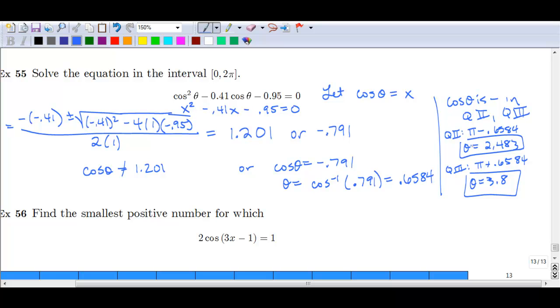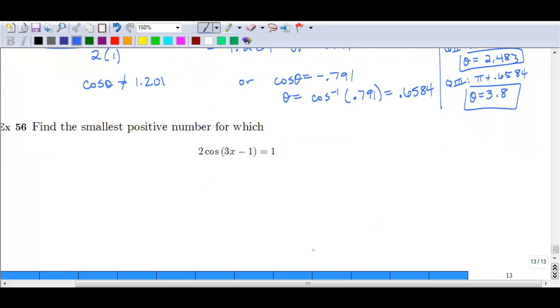So again, this is a lot of steps for this problem, but that's okay. We had to go through, rearrange it, and do some algebra here. Then we got to the trig part and did the inverse, and we ended up with 2 angles in this case. So we've got one more example here. This one's a little bit cleaner.